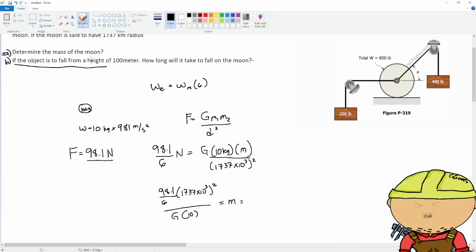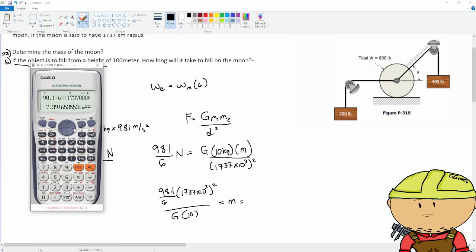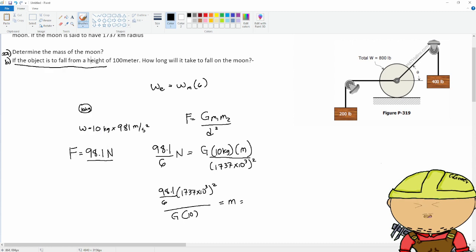Oh, you guys didn't see that. Times 98.1 divided by 6, times 1,737 kilometers, divided by G, divided by 10. I think that's right. 7.3917 times 10 to the 22 kilograms. And that is the mass of the moon.